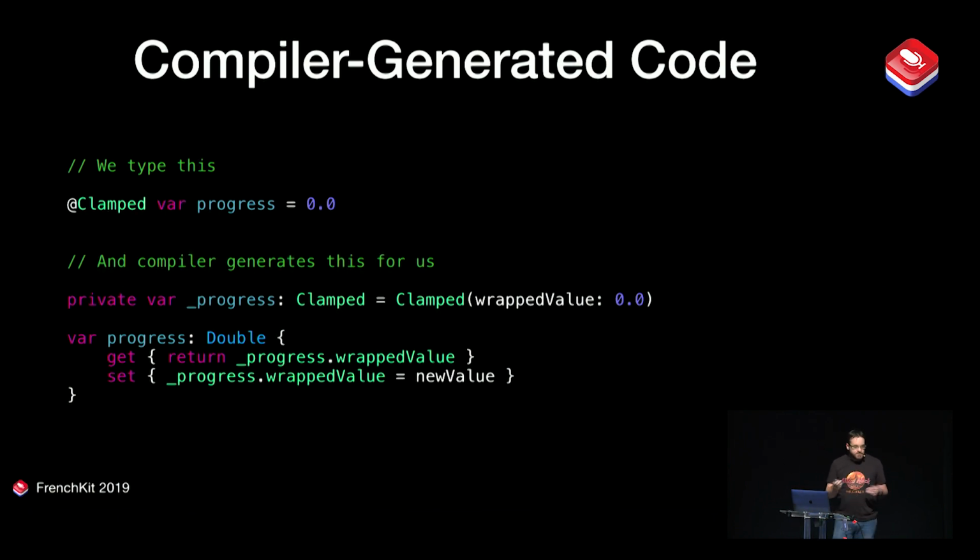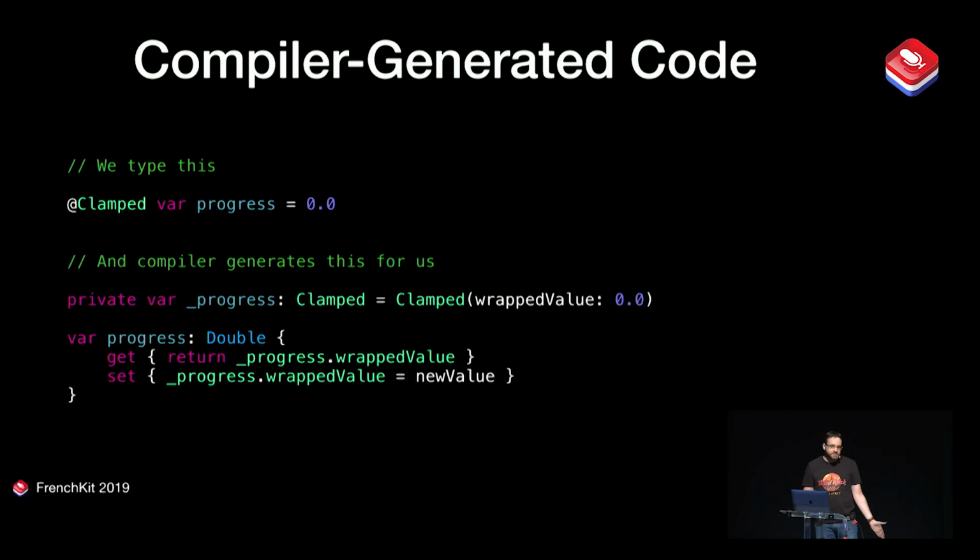So if you're running with Swift 4, it's code that you can actually already write: private var _progress and stuff like that. But with Swift 5.1, the compiler will generate that intermediate code, that boilerplate code for you. So what's happening here is that the compiler will still create a variable of type Clamped, which will encapsulate all the logic that we implemented ourselves, like the didSet clamping the value. But it will name that property with an underscore, like _progress, and make it private.